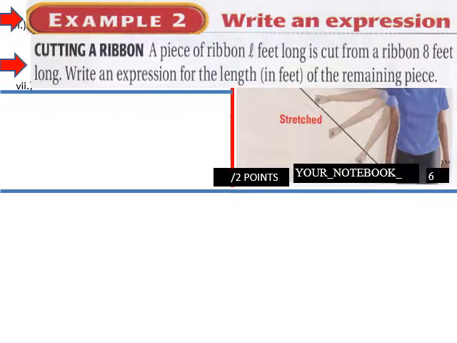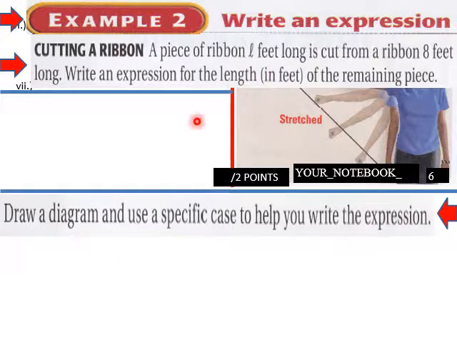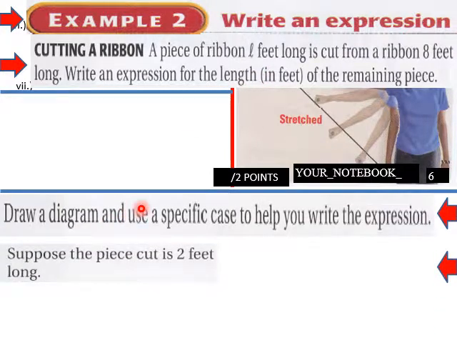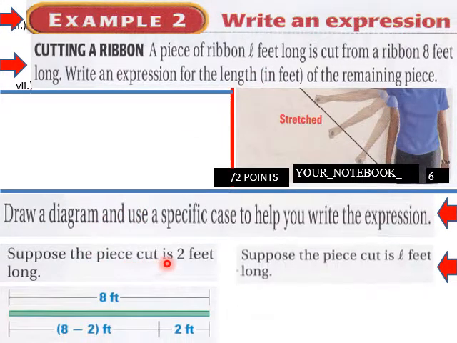Okay, example 2, cutting a ribbon. A piece is cut from a ribbon 8 feet long. Write an expression for the length in feet of the remaining piece. Draw a diagram. Suppose the piece cut is 2 feet long. So here is 2 feet. Here we have an 8-foot piece, and we cut 2, right? So what we have left is this, 8 minus 2. That's what this piece is.